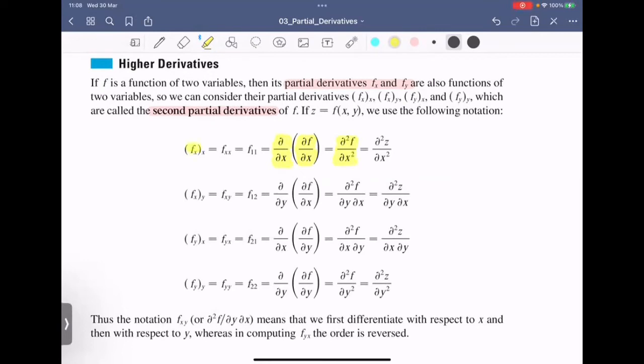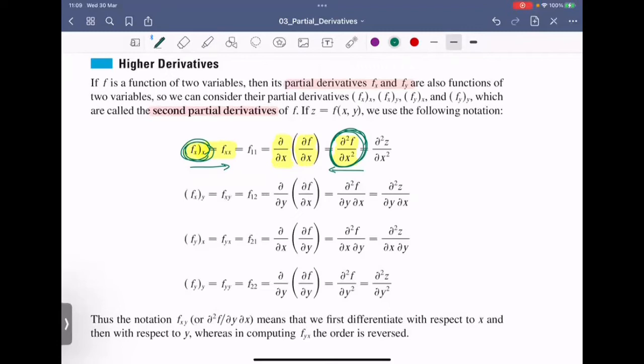If you take the derivative with respect to x on the first term, and then the second time you take it with respect to x again, the notation is going to be this one. Which means if you see this notation, the thing I circled here, you read it from left to right. If you see this notation, you read it from right to left. They are not the same, okay?